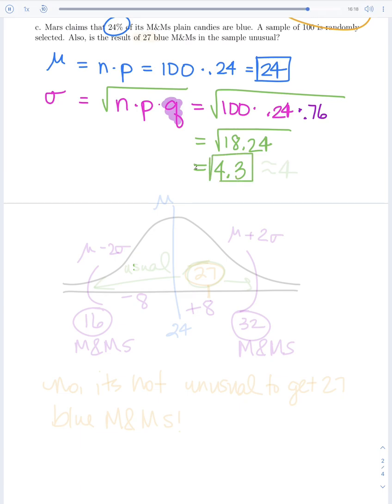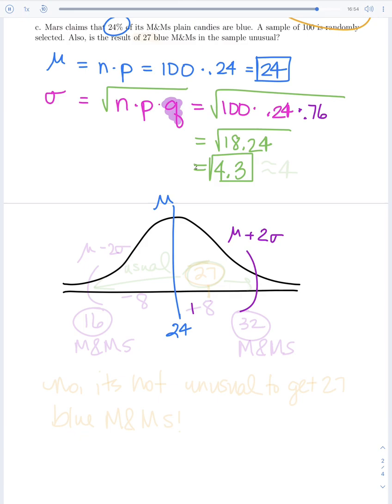So now I can draw my picture, my bell curve, with what's going to be in the middle is always my mean, which is 24 in this one, and I'm going to get used to using the mu. And then to find the upper end of the usual values, remember I take the mean and add 2 standard deviations, add 2 sigmas. So I'm going to add the 4.3 twice, which is about 8.6. So if we take the 24 and add 8.6, that would be 32.6.